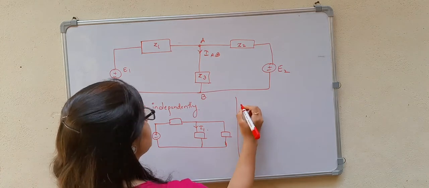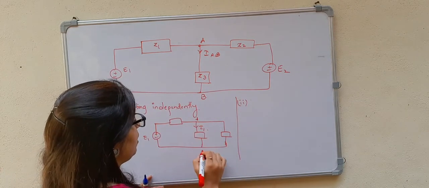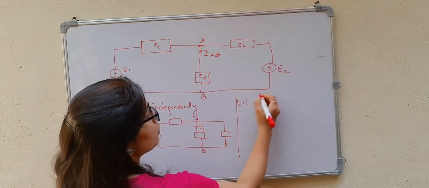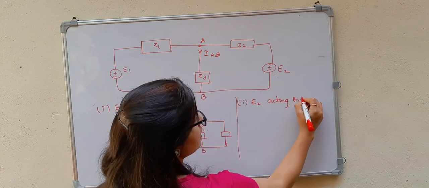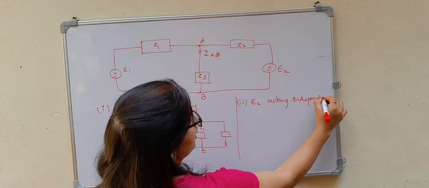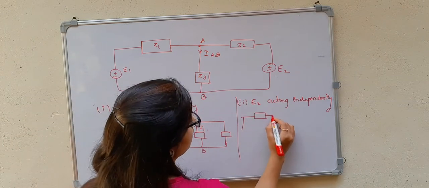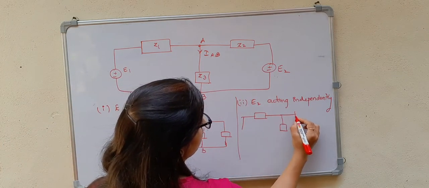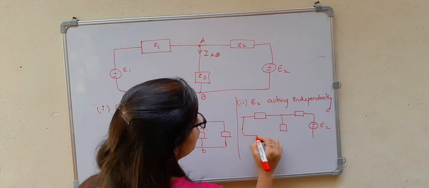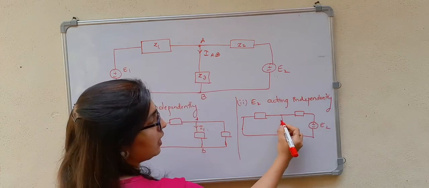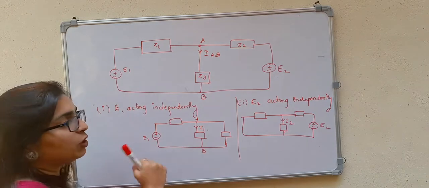Next, in the second case, I will find the current through AB, only because of E2. E2 acting independently. In this case, voltage source E1 will be short circuited. This one will be short circuited. Okay. I will consider the effect of E2 now. Because of this, a current will flow in this branch, and that I will name it as I2. Okay, I2 is because of E2, I1 is because of E1.